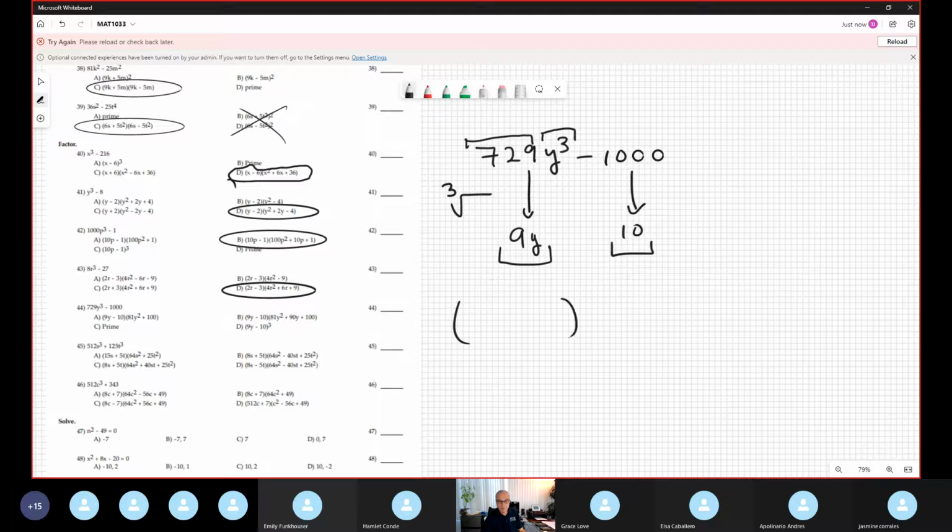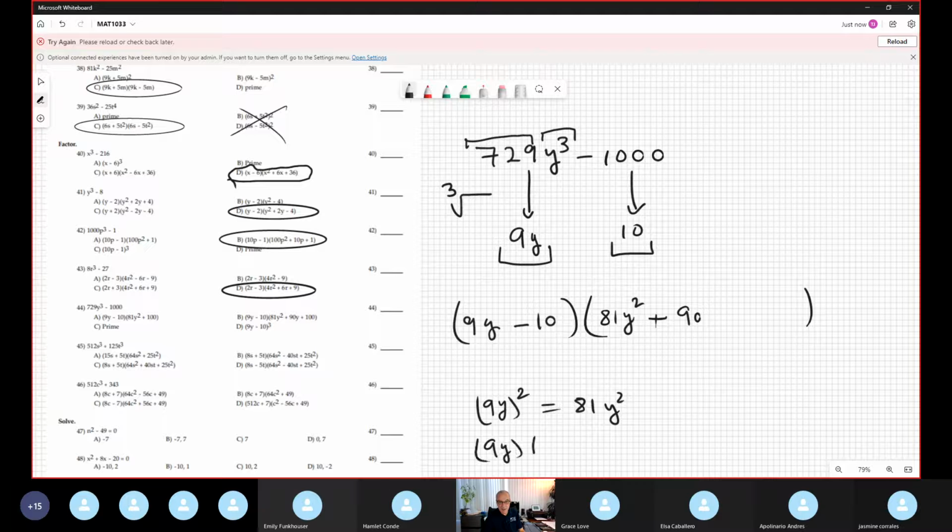Therefore, I copy binomial, trinomial: 9y minus 10. 9y squared is obviously 81y squared. Plus the multiplication of both, 90. Where does 90 come from? Multiplication: 9 times 10. Yes, you multiply 9y times 10, and 90y. Don't forget the plus. Plus the square of 10, which is 100. Final answer.